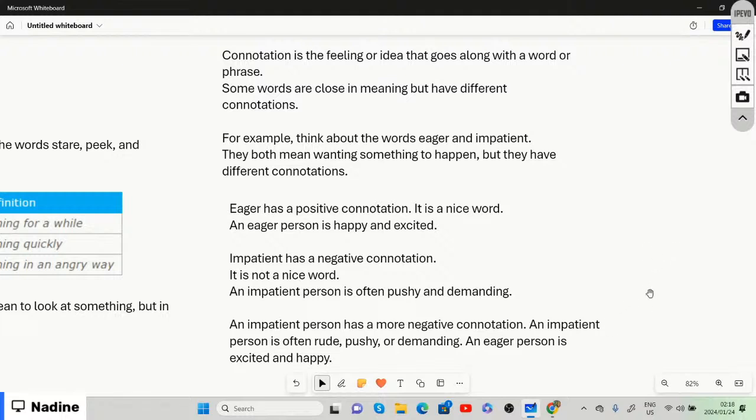So we spoke about eager and we spoke about impatient. And we said eager has a positive connotation because it's a very nice word, because an eager person is always happy and an eager person is excited. Whereas we have an impatient person, which has a negative connotation. And an impatient person is often very pushy and demanding.